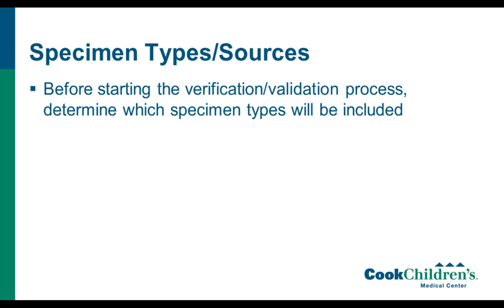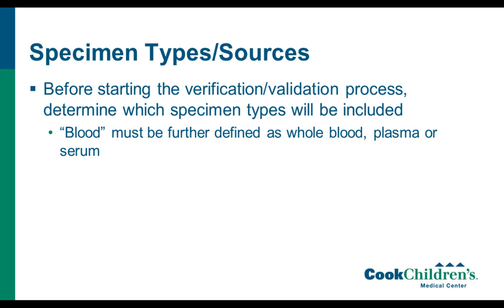So before you start your verification validation process, you want to determine what specimen types will be included, right? So are you going to use it off-label? Are you going to stick to the package insert or whatnot? And specifically, when you're thinking about blood, you can't be so non-specific. So, right, we think about quantitative molecular assays, and blood is one of the main specimen types that they're used for, but you really have to define this as, is it whole blood, is it plasma, or is it serum?